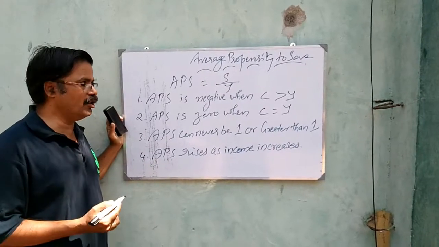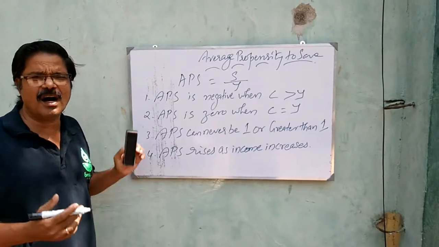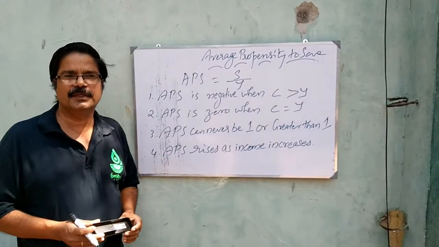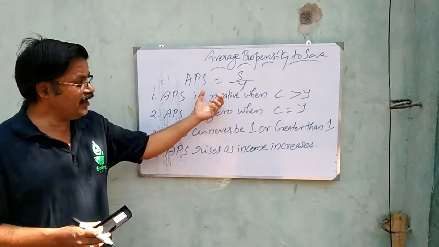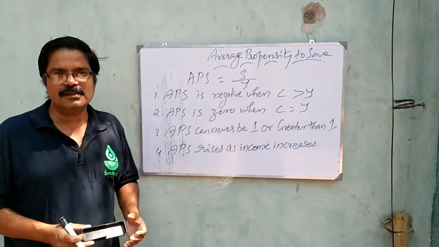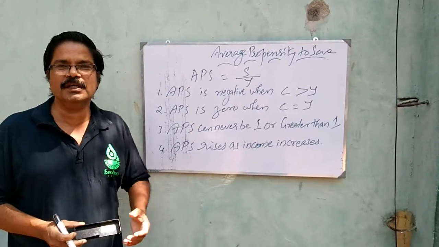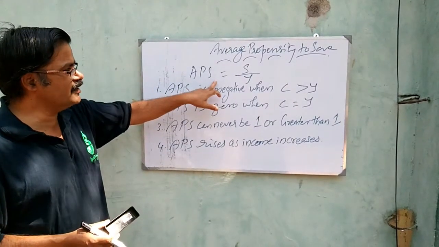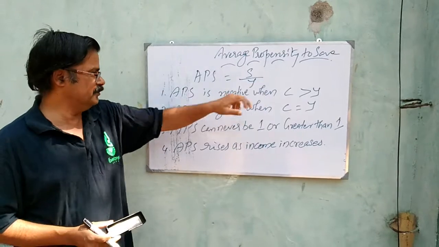Next, we shall go on to average propensity to save. What is average propensity to save? It is the ratio between saving and corresponding level of income. It tells us what part of our income is going to be saved. So APS is equal to S by Y, saving by income.